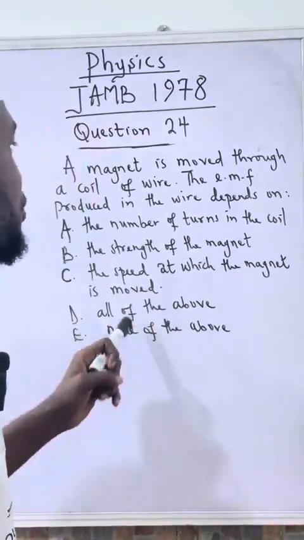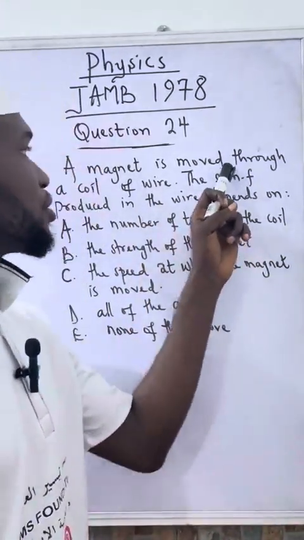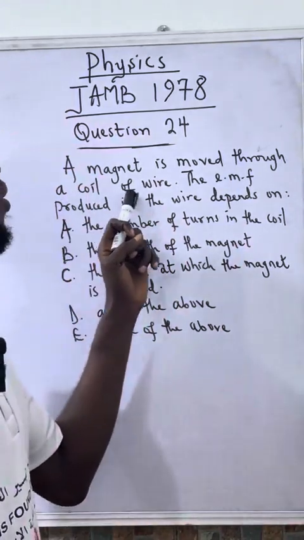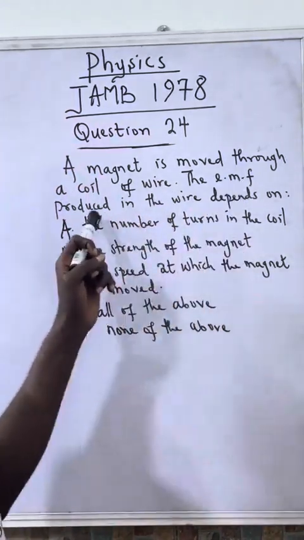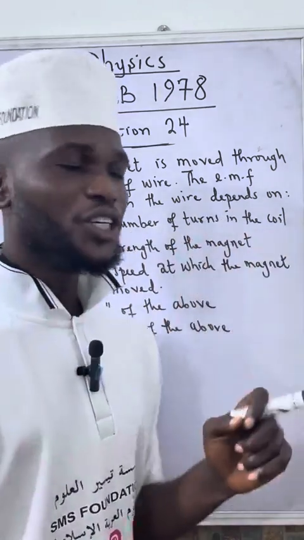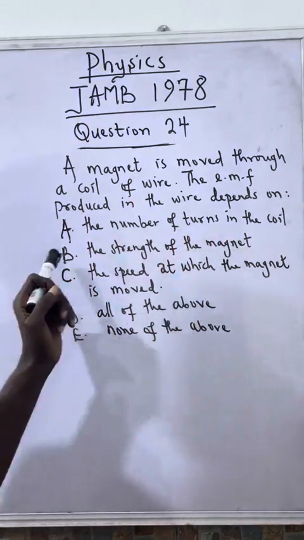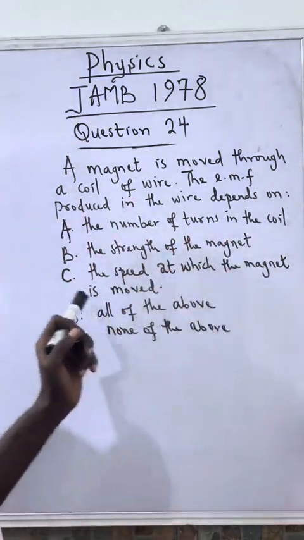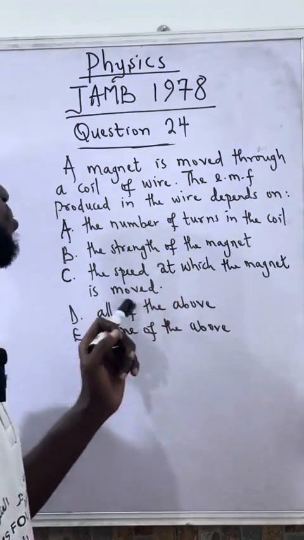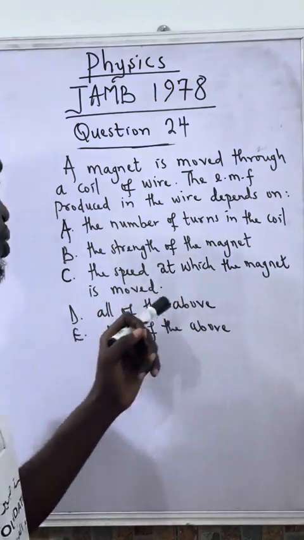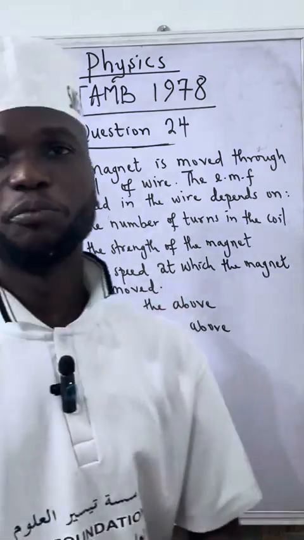Consider this physics question. A magnet is moved through a coil of wire. The EMF produced in the wire depends on dash. A, the number of turns in the coil. B, the strength of the magnet. C, the speed at which the magnet is moved. D, all of the above. And E, none of the above.